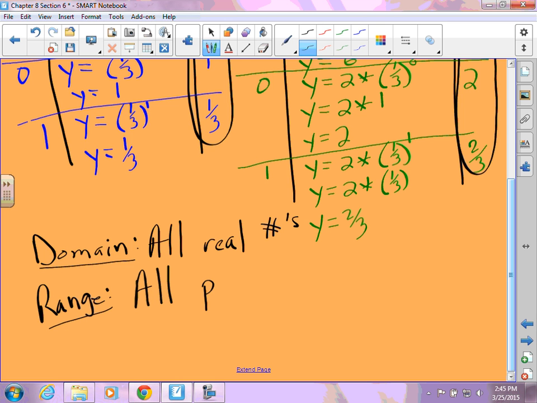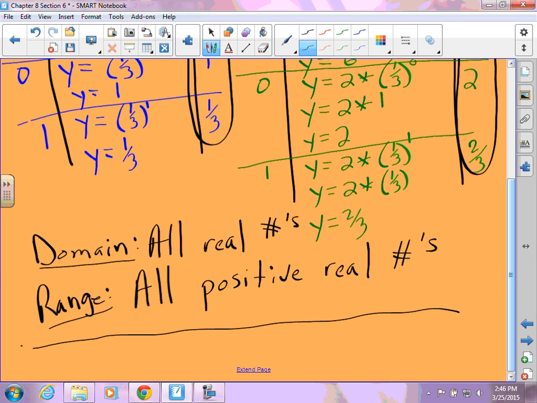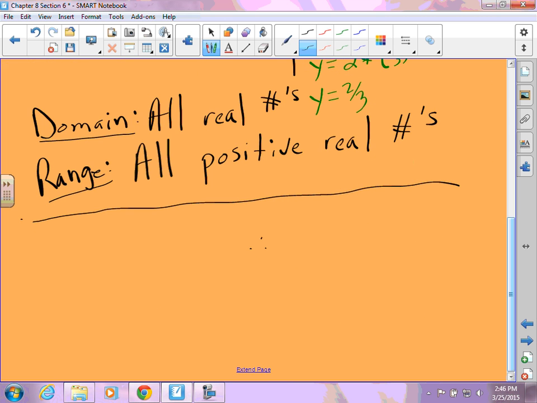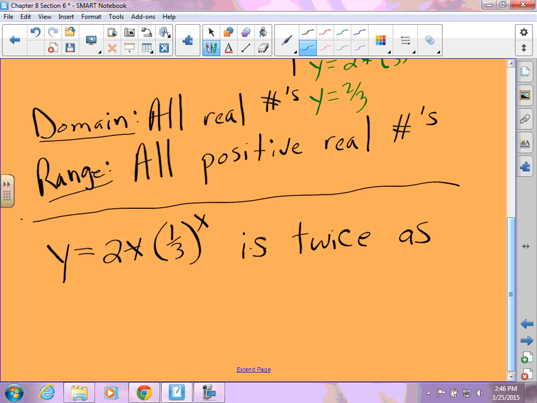Now what I need to do is compare the graphs, right? So what's the difference? The y equals 2 times 1/3 to the x is twice as steep as y equals 1/3 to the x. Okay.